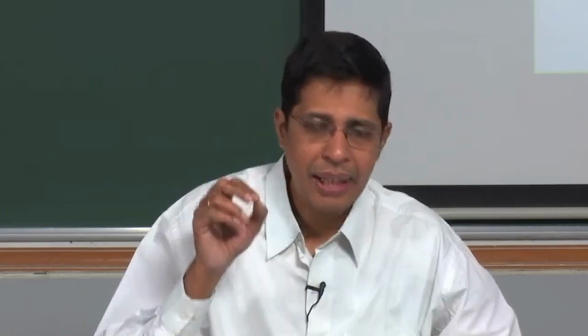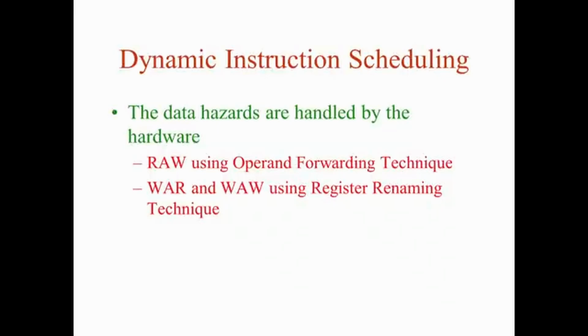Now there are two types of data hazards. We will have something called a RAW hazard. The RAW hazard is basically solved using the operand forwarding technique, while the WAR and WAW hazards will be solved using something called the register renaming technique. So these two techniques we have to implement in hardware and show that it is working, correct.